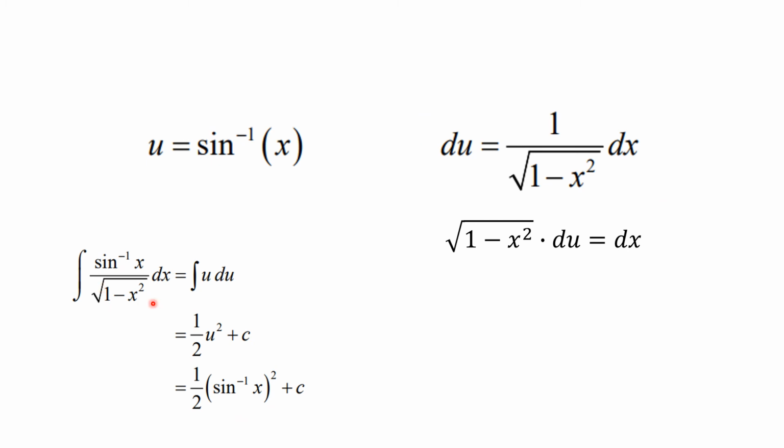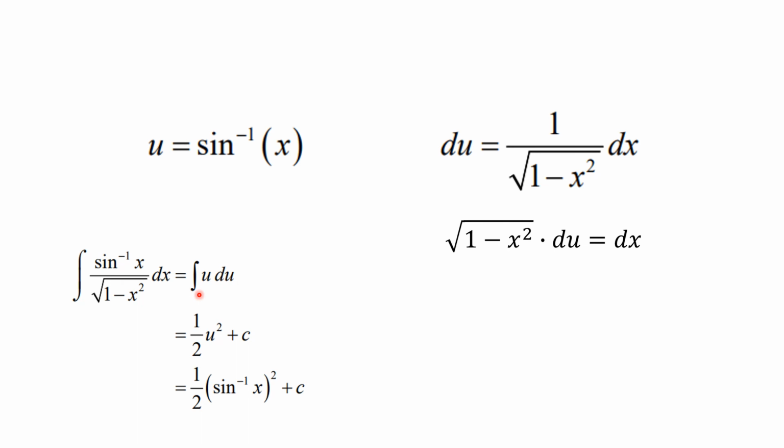Here's the problem I started out with. If I let u be the arc sine of x, or the inverse sine of x, then we learned that du is equal to 1 over the square root of 1 minus x squared dx. That means that dx is equal to the square root of 1 minus x squared du. When I do the substitution then for dx, this square root of 1 minus x squared in the numerator will cancel with this square root of 1 minus x squared in the denominator.